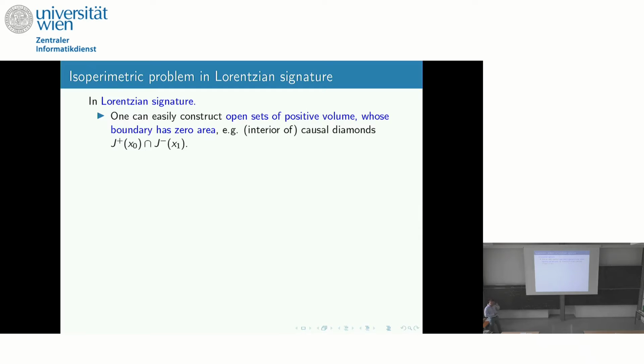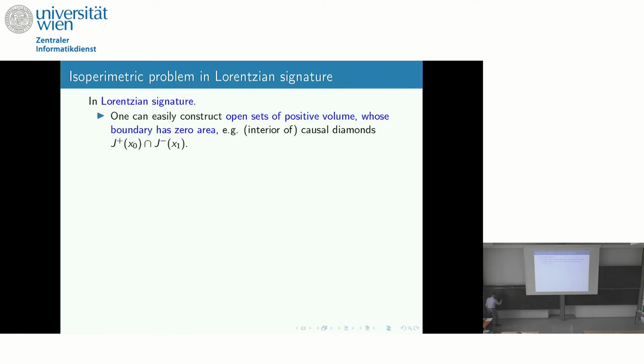Okay. Now, what about isoperimetry in the Lorentzian signature? So remember that in the Riemann setting, the isoperimetry problem is to minimize the area given volume. Okay? So if you find, for some volume, something with boundary area 0, then the isoperimetry problem is trivial because 0 is the minimum of the boundaries. And actually, in the Lorentzian setting, this is what happens, because one can easily construct open sets of positive volume whose boundary has 0 area. So how do you do that?